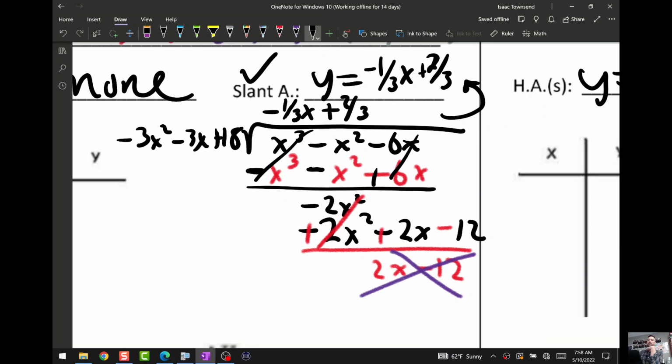Could you just stop once you got the 2x squared? Because you knew the rest of it was going to be the remainder? I would have, yeah. But the problem is if I do stop there, if you're not sure that the rest is going to be a remainder, or if you assume the rest is a remainder and it's really not, then that would backfire.